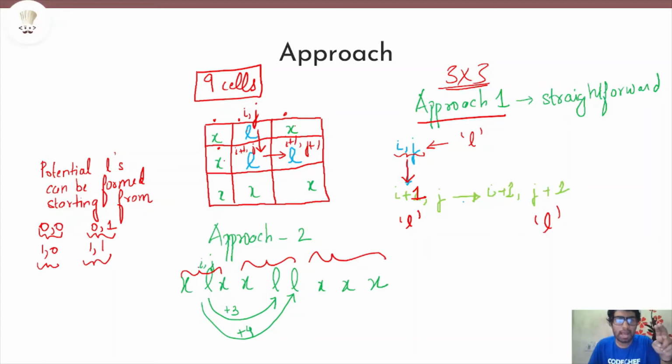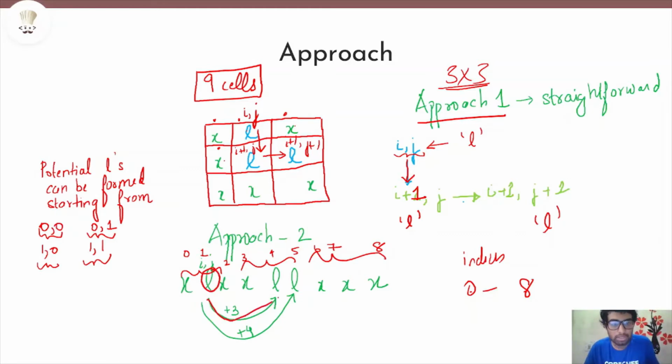Now, if this is the ij I'm currently processing, let me write the indices in 0 indexing form: 0, 1, 2, 3, 4, 5, 6, 7, 8. In this particular case, because there are 9 cells, it corresponds to the indices 0 to 8. Since I started from index 0, I stop at index 8. Of course, you can use 1 indexing and have it from 1 to 9 also, but I'm just using 0 indexing so that's simpler.